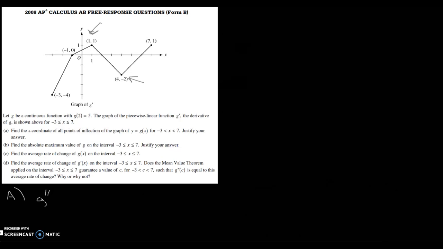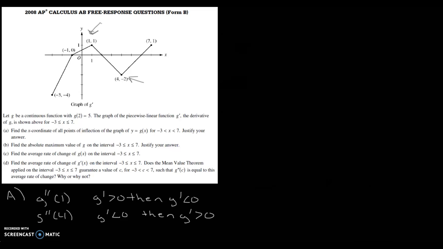So now, we could say g double prime of 1, because g prime was greater than 0, then g prime was less than 0, so it's a POI. And also g double prime of 4, because g prime was less than 0, then g prime was greater than 0.